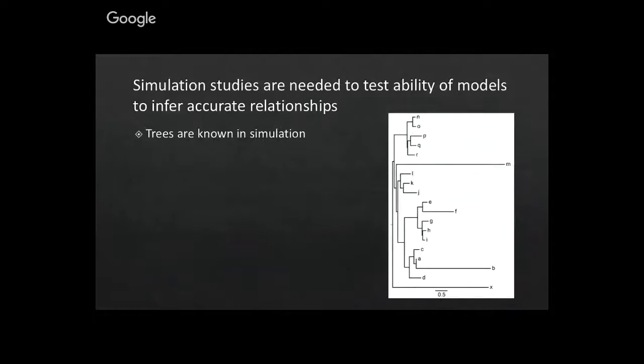So I've said this a few times. I'll just harp on it again and jump right in to why simulation can be useful. It really comes down to this simple fact that in simulation, trees are known. With empirical studies, we can never know the true phylogeny with 100% certainty.